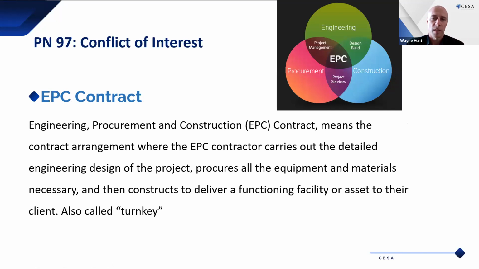An EPC contract, just to give the full picture, engineering, procurement, and construction contract, means the contract arrangement where the EPC contractor carries out the detailed engineering design of a project, procures all the equipment and materials necessary, and then constructs to deliver a functioning facility or asset to their client, which is also called turnkey. So the idea is that once the developer takes occupation of the asset he's acquired, he literally just has to turn a key and walk in, and he's got access to his asset. That's where the term turnkey comes from. There are other asset terms that are used. I'm sure you'll know some of them.